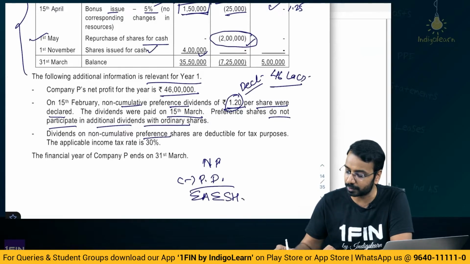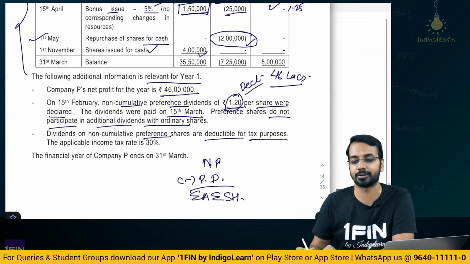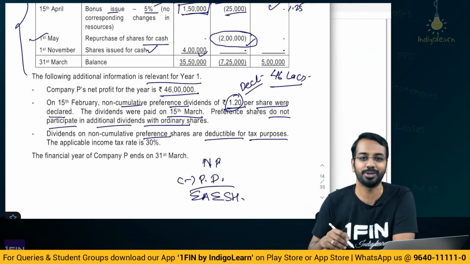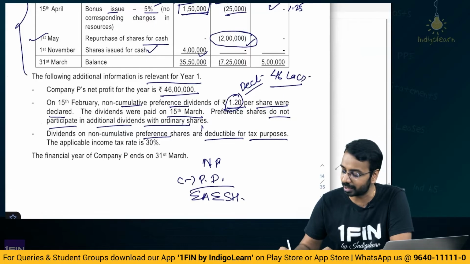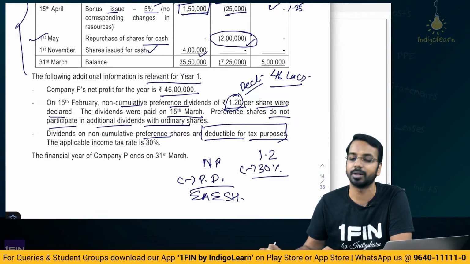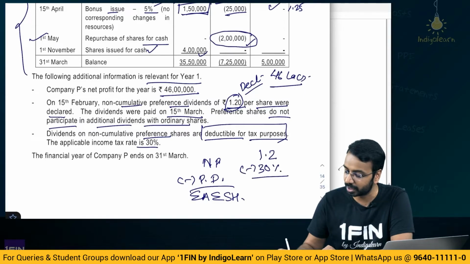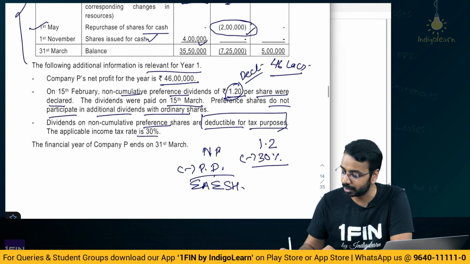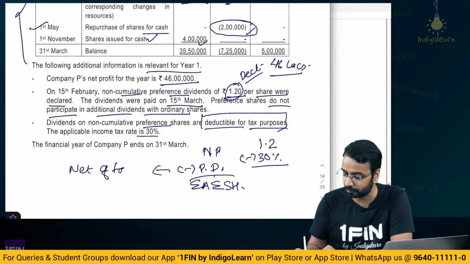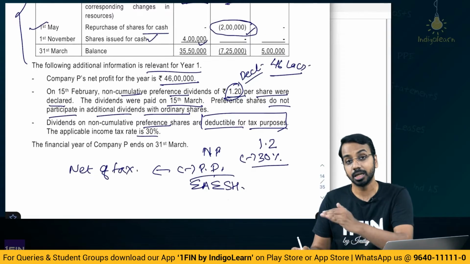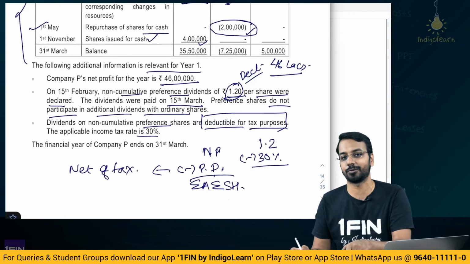Dividends on non-cumulative preference shares are deductible for tax purposes. Okay, so this doesn't seem to be a scenario from India, but they are deductible for tax purposes. It means if you pay 1.2 of dividend, you get 30% tax benefit. So, what will you do? Net profit minus preference dividend. This preference dividend will be net of tax, because you are paying preference dividend, you will save tax also.